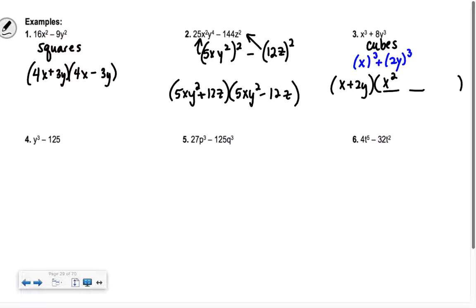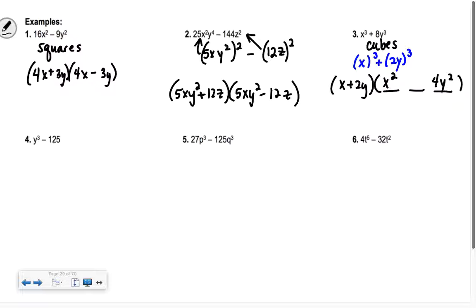Remember there are 3 spots that I'm filling. In the last spot, I take the second thing and square it. What do I get when I do 2y times itself? 2y times 2y, 4y squared. Does that make sense? x times x squared gives us the x cubed, and 2y times 4y squared gives us the 8y cubed, right?